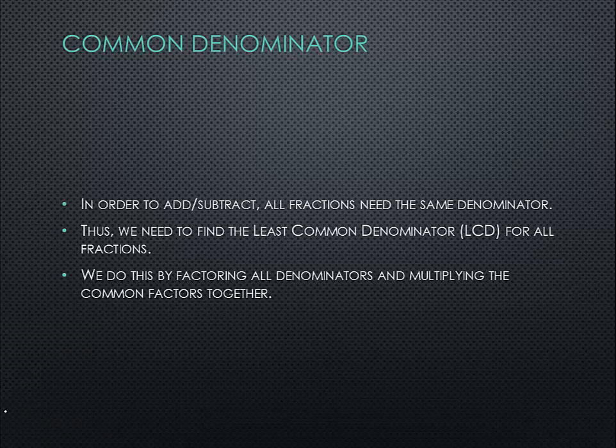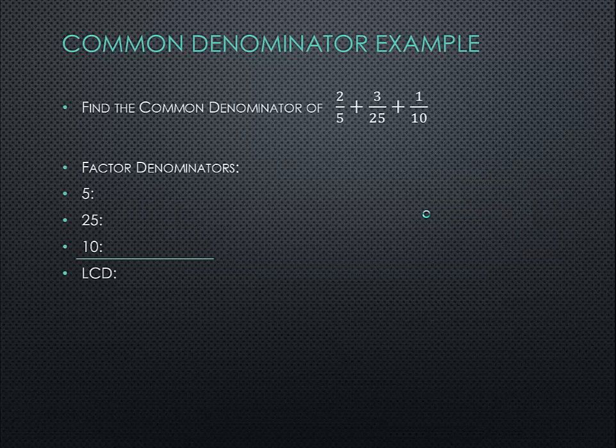In order to add and subtract, all fractions need the same denominator. Okay, so if we add or subtract rational expressions or fractions, we need the same denominator. Keyword, same denominator. Thus, we need to find the least common denominator, LCD, for all fractions. We do this by factoring all denominators and then multiplying the common factors together. Don't forget, you can stop, pause, rewind this video, whatever you need to.